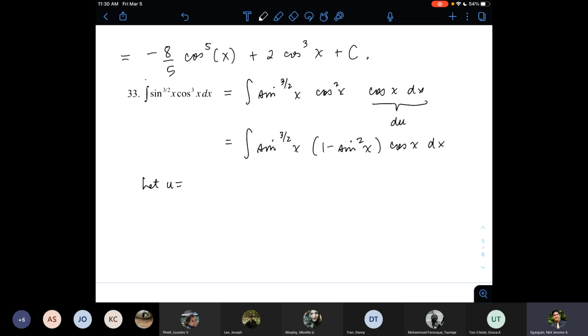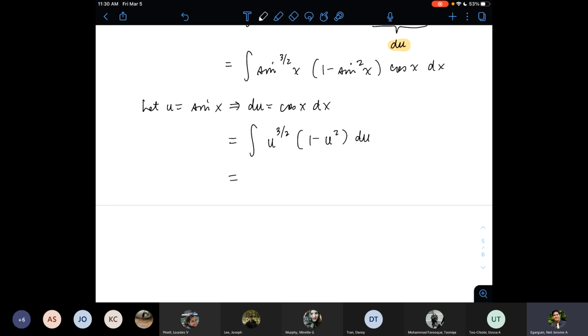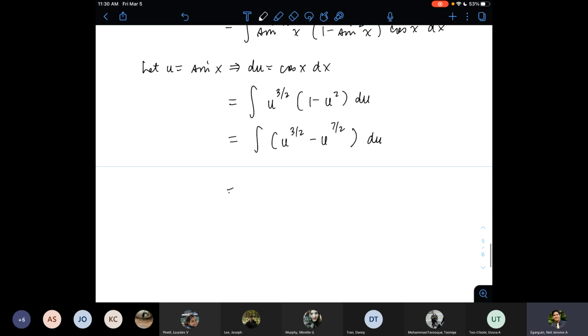And here we can now let u be equal to sine x, because remember, our reserved factor for the du is cosine x dx. So it's time for us to take advantage of that reservation we did. So du is cosine x dx. The integral now becomes u to the 3/2 times 1 minus u squared du, which is now an algebraic function. So you can have it as u to the 3/2 minus u to the 7/2 du. And then we can integrate.